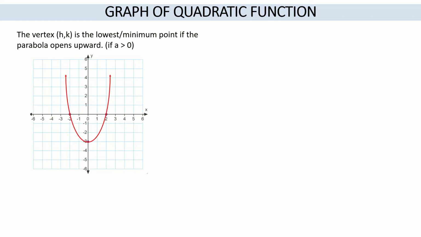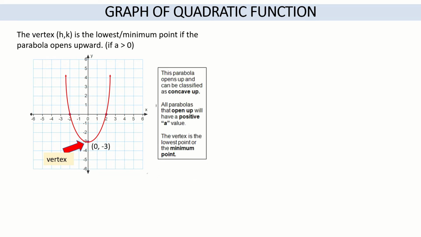So I have here an example of a parabola that opens upward with vertex at (0, -3). Take note that this parabola opens upward and can be classified as concave up. All parabolas that open up will have a positive a value. The vertex is the lowest point or the minimum point.